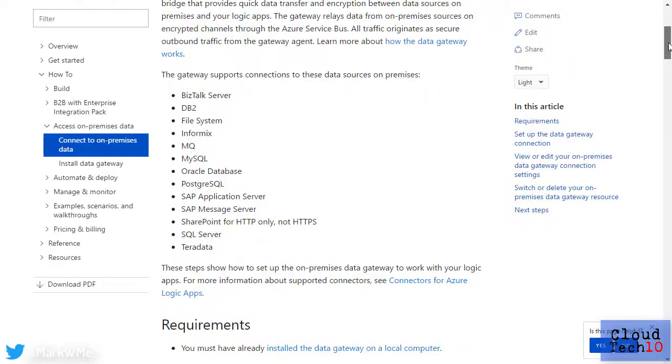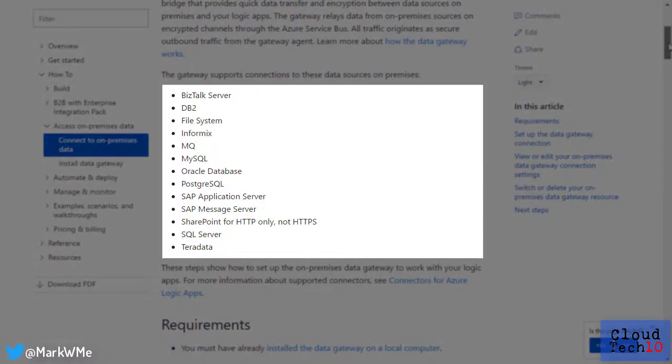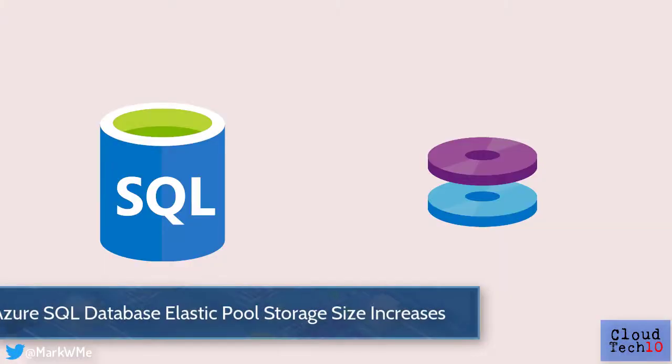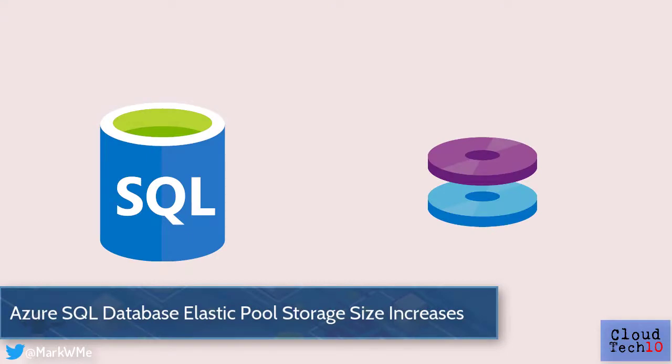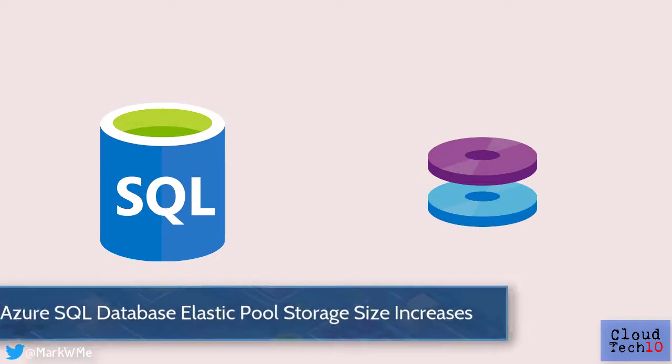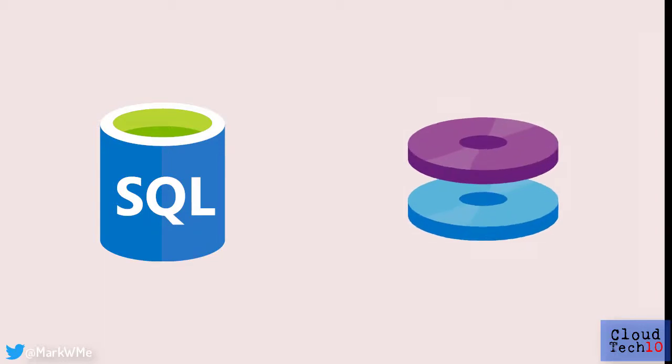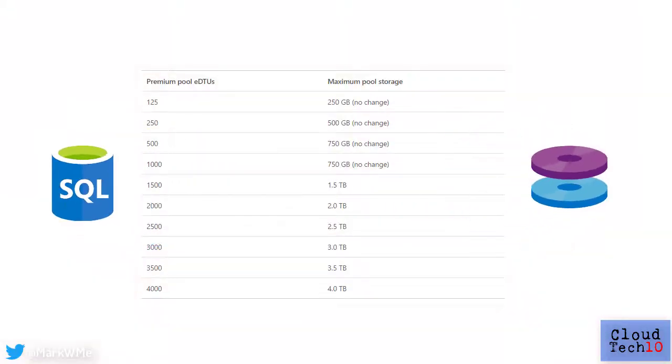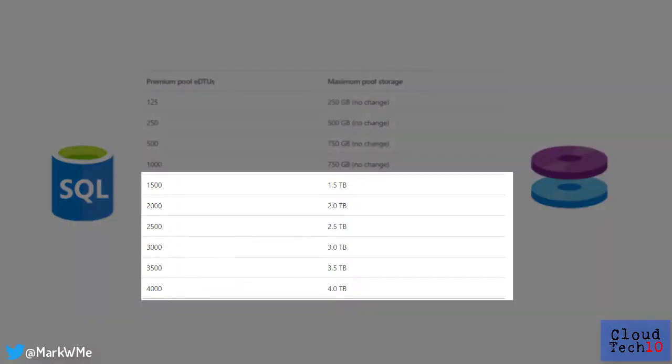The gateway supports connections to BizTalk Server, DB2, file systems, Informix, MQ, MySQL, Oracle databases, PostgreSQL, SAP application and message servers, SharePoint over HTTP, SQL Server, and Teradata. Azure SQL Database Premium Elastic Pools now have more storage available, with the pools of 1500 eDTUs and over getting an increase. Previously, the maximum amount of pool storage was 750 gigabytes, but now this ranges from 1.5 terabytes to 4 terabytes depending on the pool size chosen.